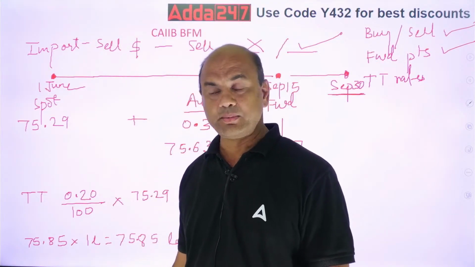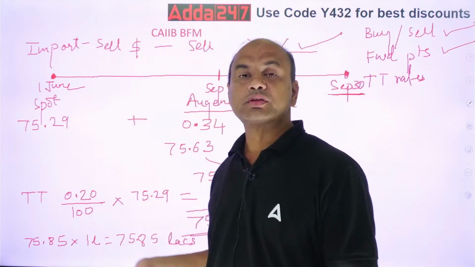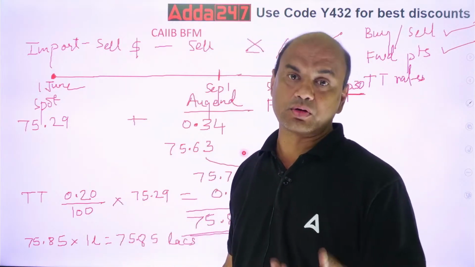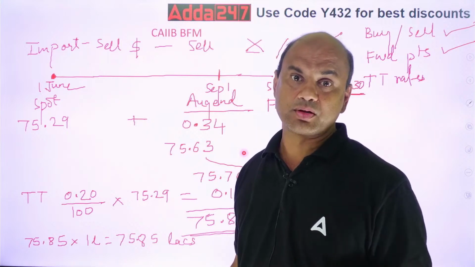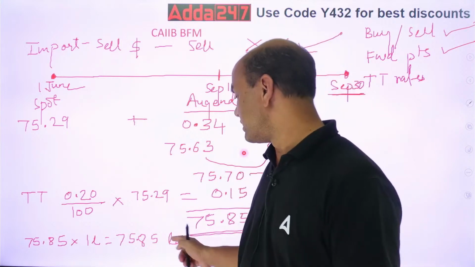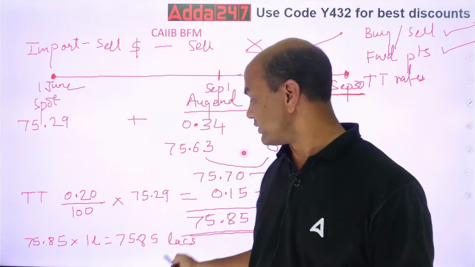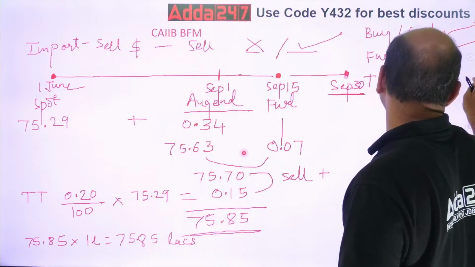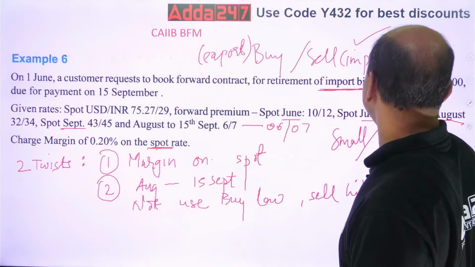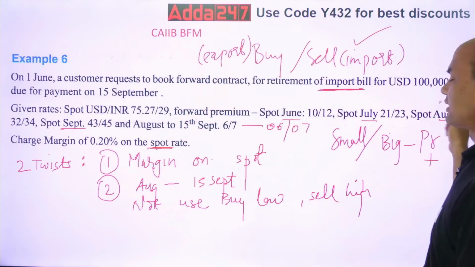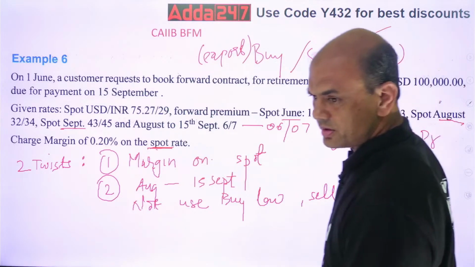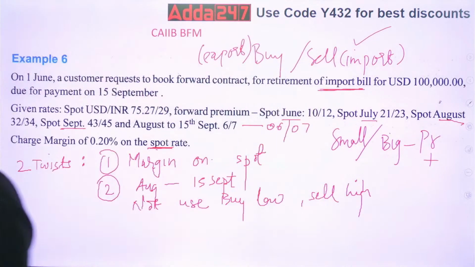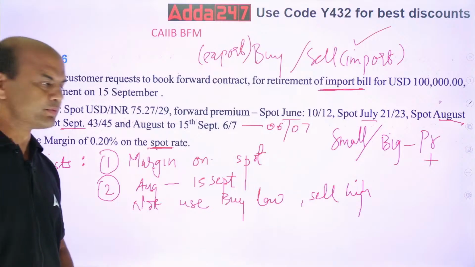Suppose I ask you, what is the amount? It will be 75.85 into $1 lakh. Why 1 lakh? Because see, the requirement is USD 1 lakh. Okay? Got it, everyone? Clear? So now, let's move on.